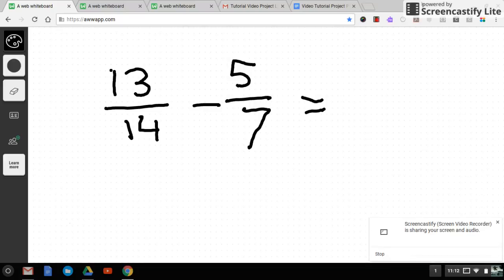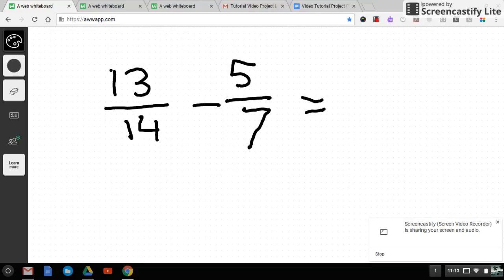Today we are going to teach you how to subtract, multiply, and divide fractions. I'm going to show you the steps to get the correct answer when you are multiplying, dividing, or subtracting fractions. The first step for subtracting is to make the fractions have a common denominator.